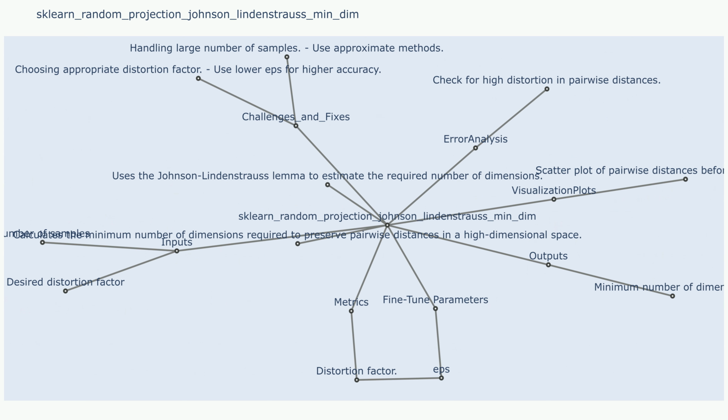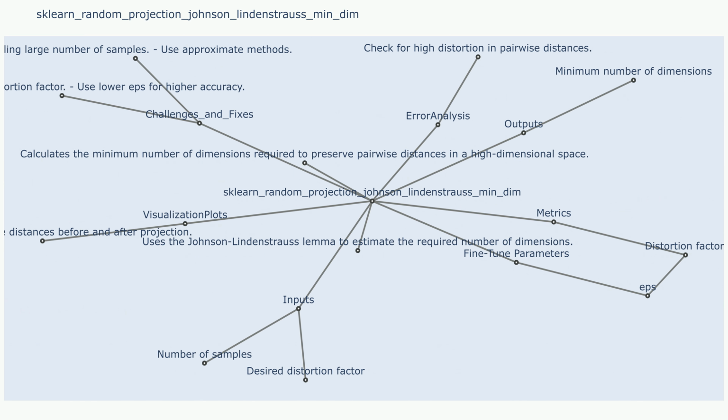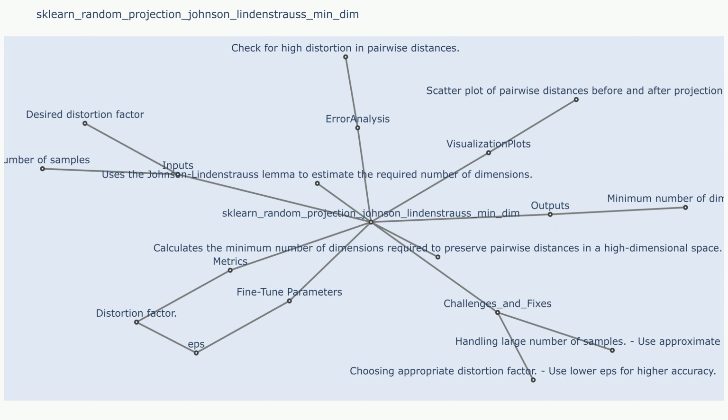Visualization plots: scatter plots visualizing the original data points and their corresponding points in the embedded space can demonstrate the preservation of pairwise distances and the distribution of points. Heat maps comparing pairwise distance matrices in the original and embedded spaces can visually assess the similarity between the two representations.